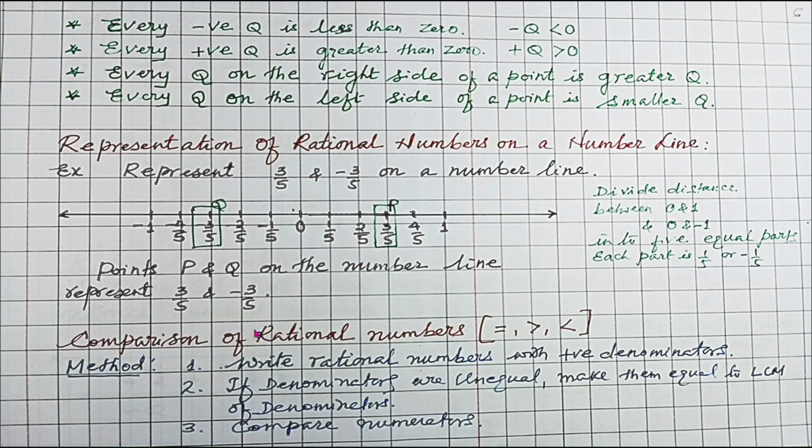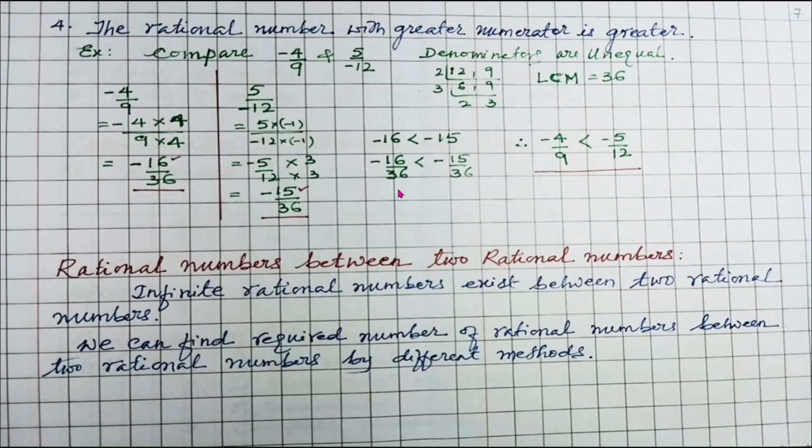We can also compare the rational numbers. Comparing means equal to, greater than, or smaller than. Remember how to find out which rational number is greater or smaller. First of all, write rational numbers with positive denominators. If denominators are unequal, make them equal by taking the LCM of the denominators. Then compare the numerators. The rational number with the greater numerator is always greater.